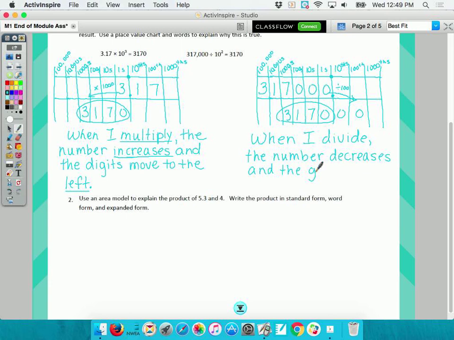So this one's divide, decrease, and right.